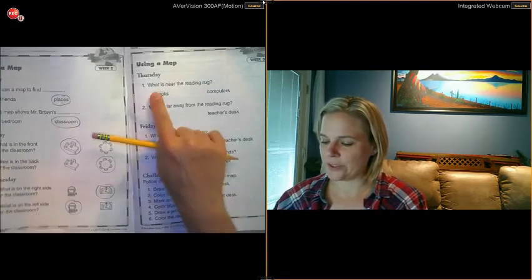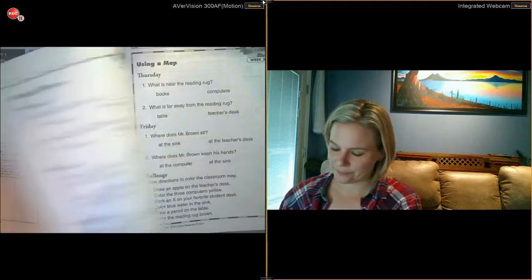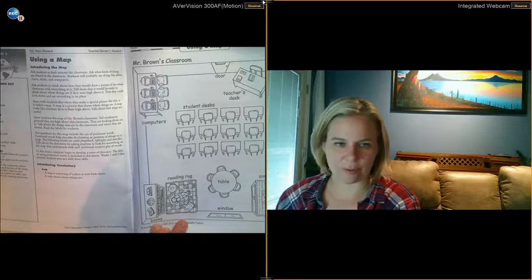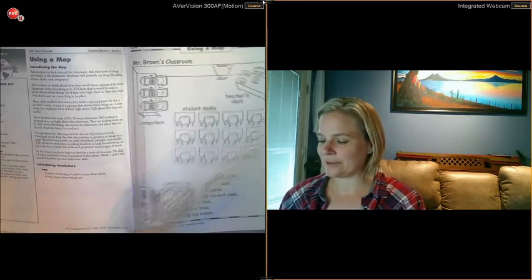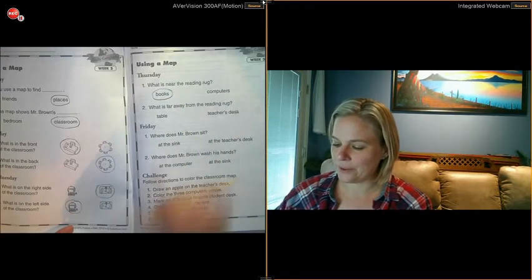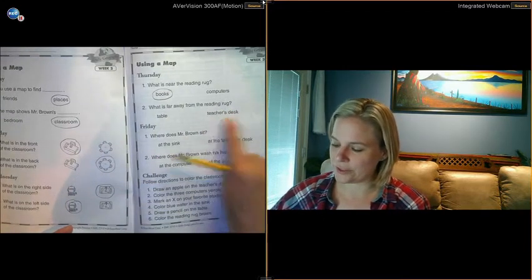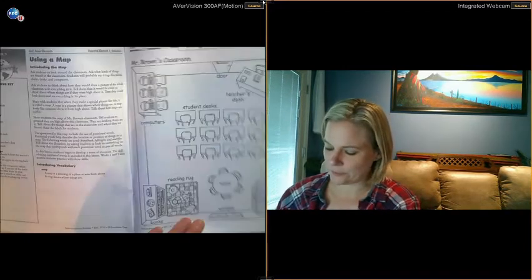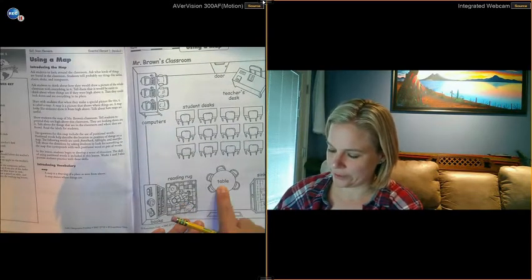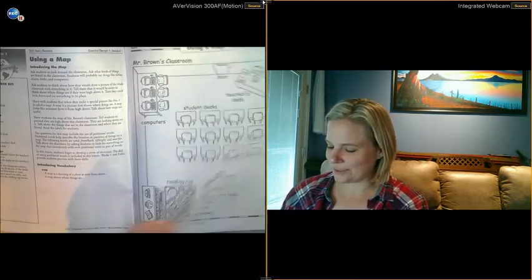Next question says, what is near the reading rug? Are there books or computers? Here's the reading rug. And good thing there are books nearby. That makes sense, doesn't it? There's the books. What is far away from the reading rug? Is it a table or the teacher's desk? So if I'm here reading, what's going to be farther away? The table or the teacher's desk? Definitely the teacher's desk.